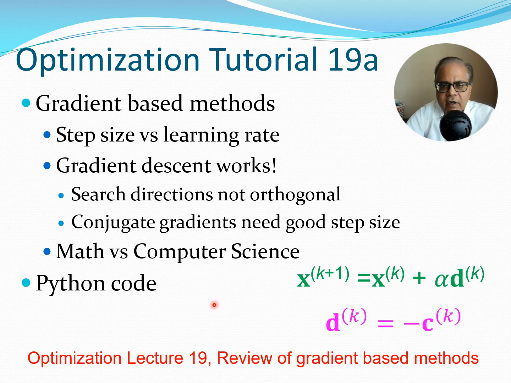So anyway, I will end this topic here as far as gradient based methods are concerned, and we will then start moving on to the Newton type of methods where we are going to look at the Hessian matrix also, that is from tutorial 20.